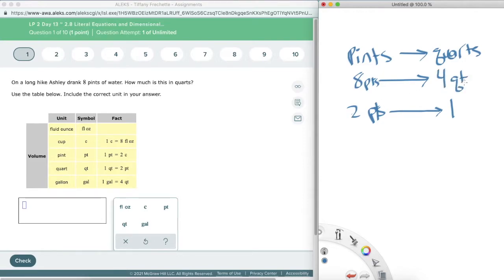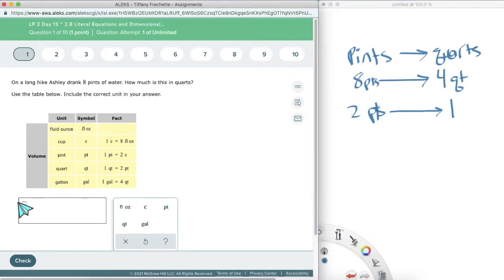And you just do QT for the abbreviation there. And pints is PTS or just PT. Sometimes there's an S, sometimes there isn't. I tend to put an S on my pints for whatever reason. So we're going to go ahead and go 4. And we need to make sure we include the unit.